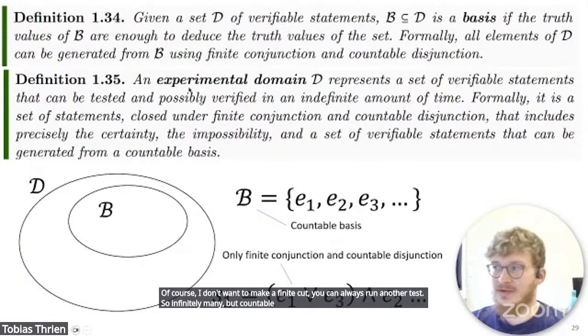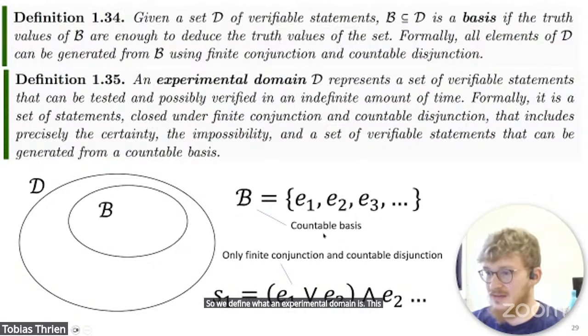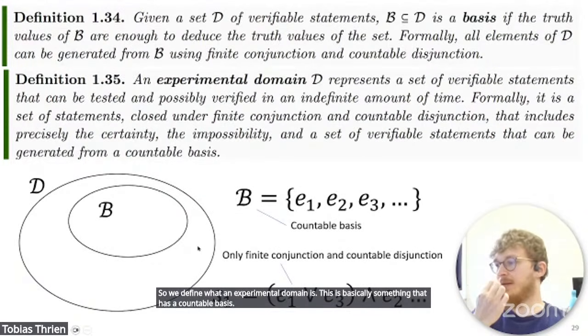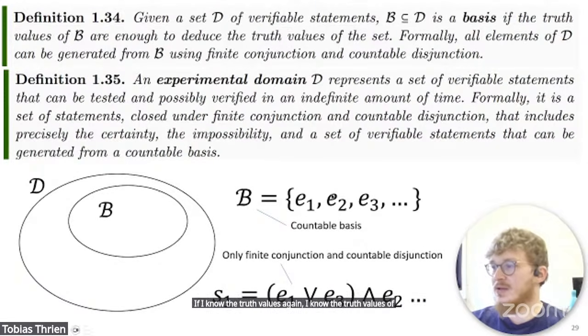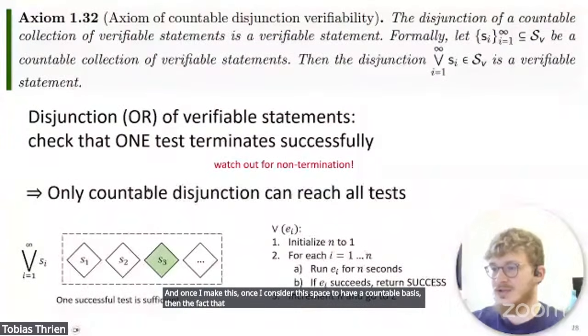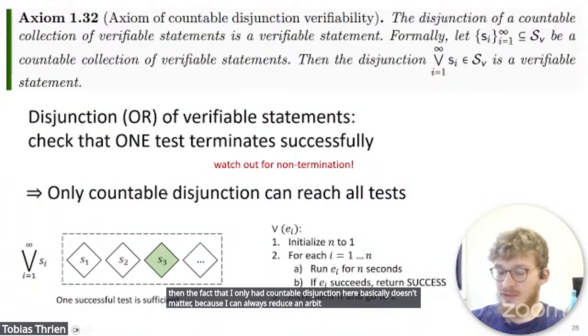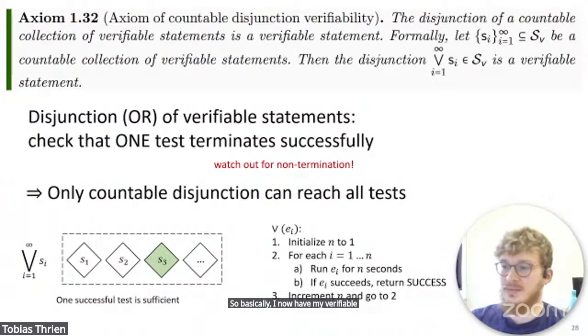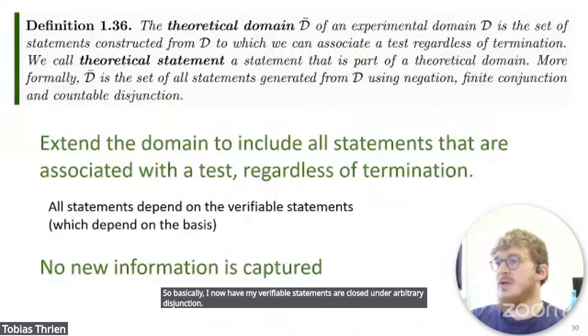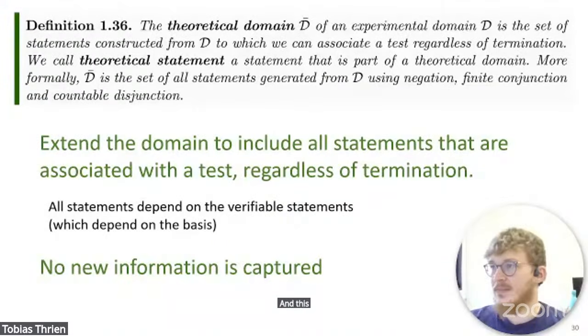So we define what an experimental domain is. This is basically something that has a countable basis. And then if I know the truth values of the basis, I know the truth values of my experimental domain. And once I consider this space to have a countable basis, then the fact that I only had countable disjunction here basically doesn't matter, because I can always reduce an arbitrary disjunction to a countable one. So basically, my verifiable statements are closed under arbitrary disjunction. And this is how we will end up at topologies.